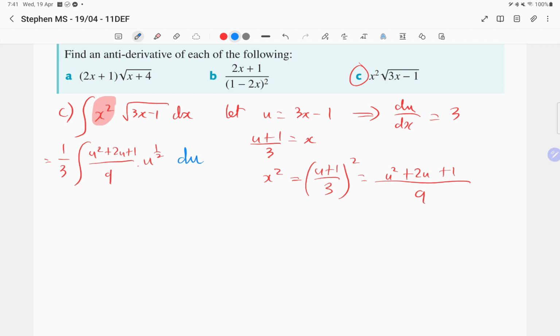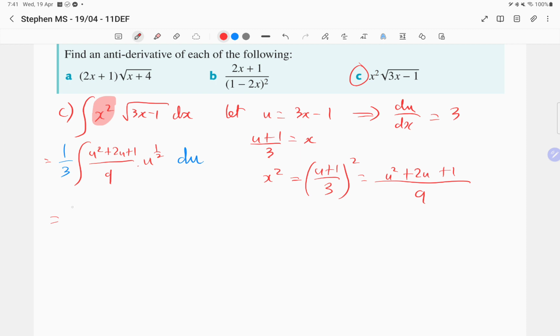Will it make sense? Because the 3 times dx is the du over dx times dx, which is du. Makes sense, right? So at this point, to do these kind of examples, you need to just get the whole du over dx times dx kind of thing.